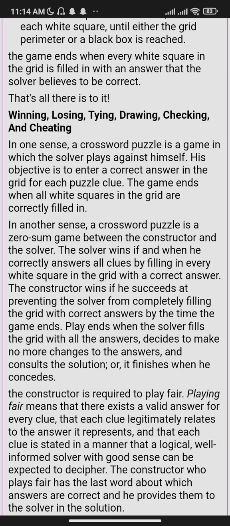The game ends when the solver feels satisfied with all the answers and decides not to make any more changes to the answers.